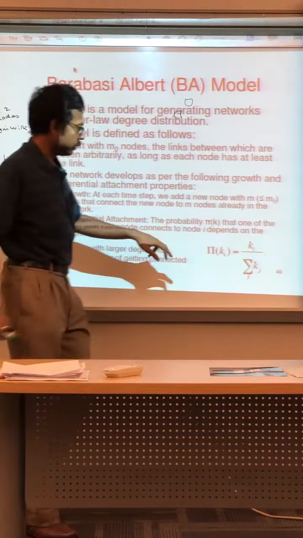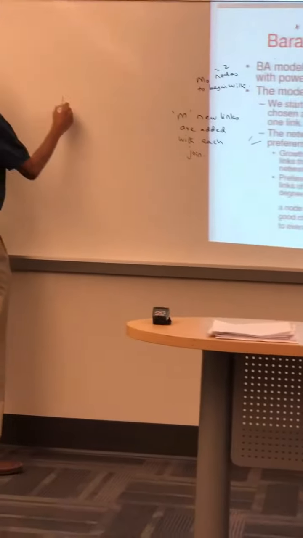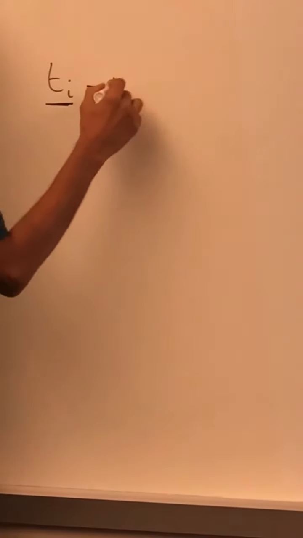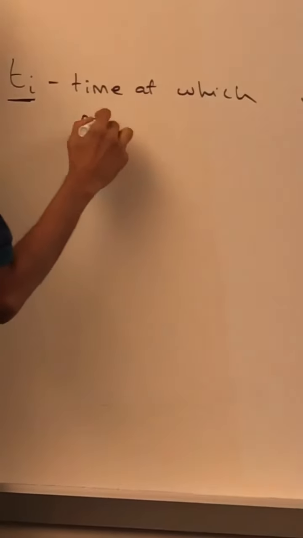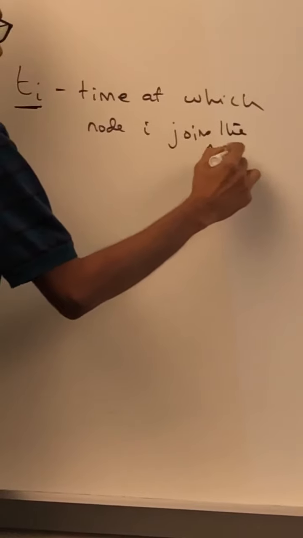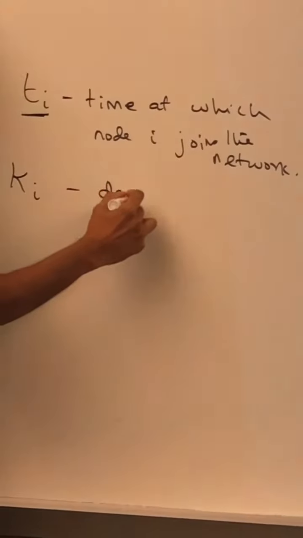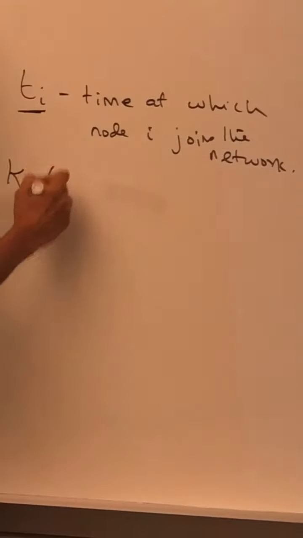So we'll first try to understand the notation. Let each node join at a time instance ti. So let ti indicate the time at which node i joins the network. Okay? So ti is the time at which node i joins the network. Okay? So ki is basically, we can indicate it like this, as a function of t.